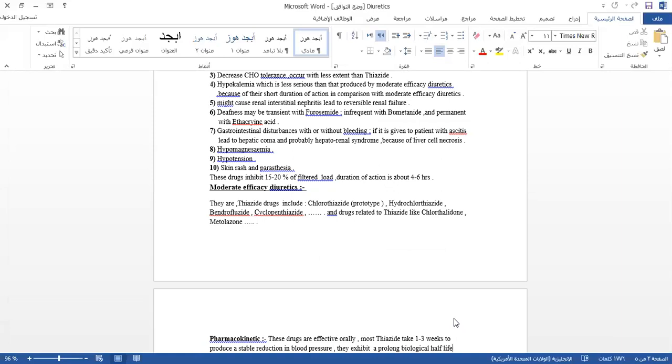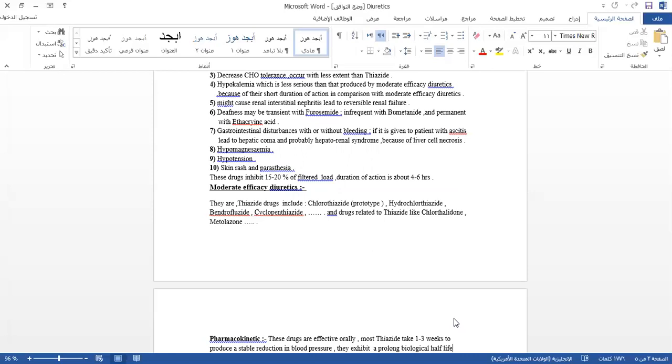Hypotension, if there is severe induced diuresis, skin rash and paresthesia. These are the main, more common adverse effects associated with use of high efficacy diuretics. They are called high efficacy diuretics because of their ability to inhibit 15 to 20% of the filtered load. The duration of action is about 4 to 6 hours, and onset of action is rapid when given intravenously, within 2 to 10 minutes, and orally about 1 hour.